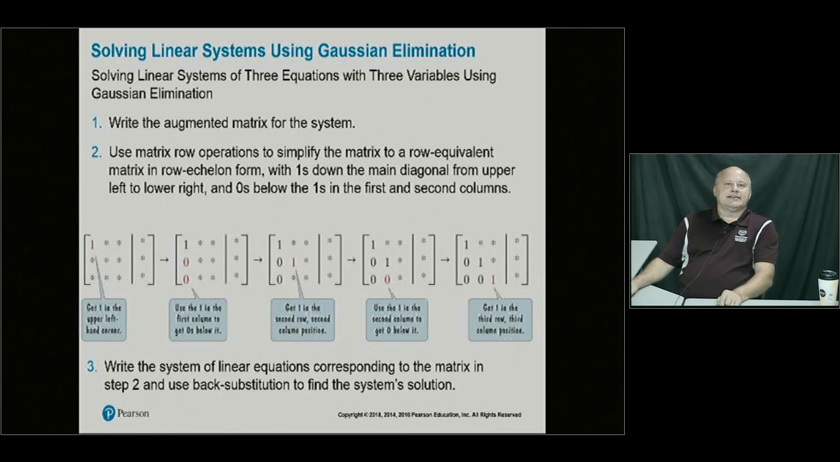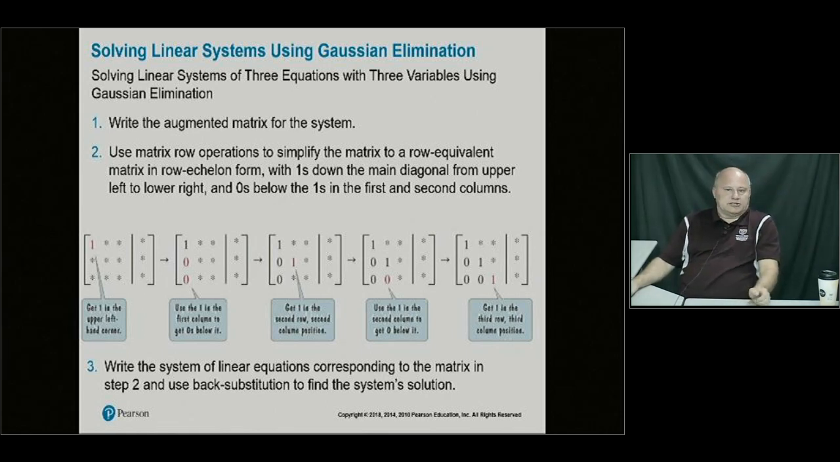So then you write the system of linear equations corresponding to the matrix in step 2 and use back substitution to find the system's solution. What that basically means is once you get to that last augmented matrix, you get what z equals. Remember, I said 0, 0, 1, 3, and so z equals 3. Then you use back substitution back in the original system to figure out what y is. And then you take the y and the z in that first one and go back to the beginning. So it's kind of funneling back up towards the top is what you're doing.